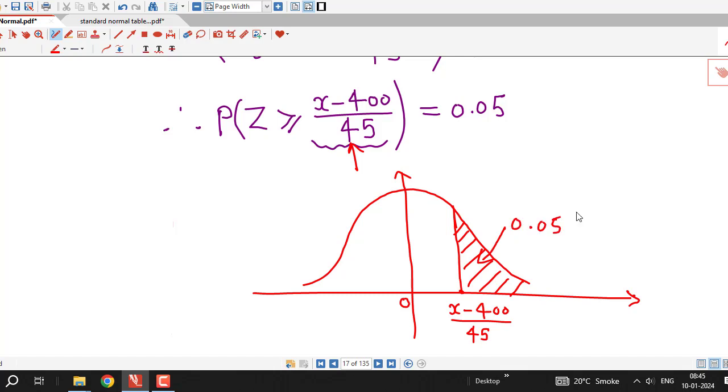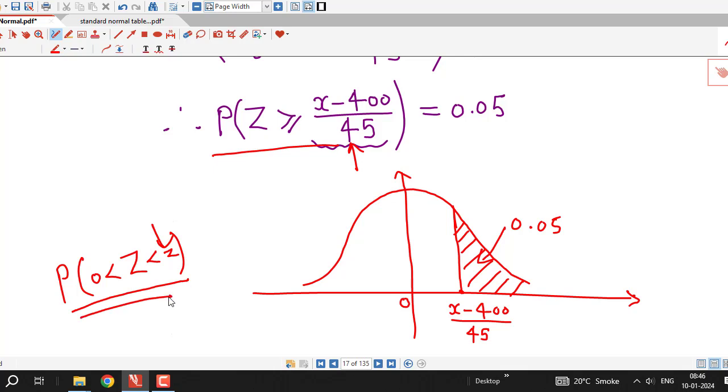this area is 0.05 and we have to use the table also. So we have to convert our probability in this form: probability that Z lies between 0 and some value of Z. First I have to convert this probability in the form of this type of probability so that I can use the given table value. So that I can do here.